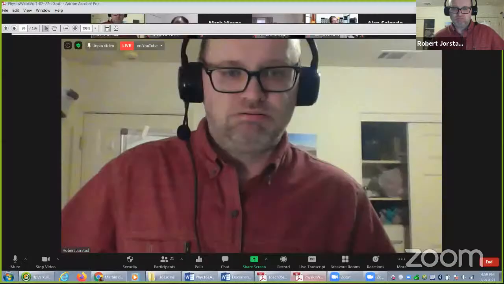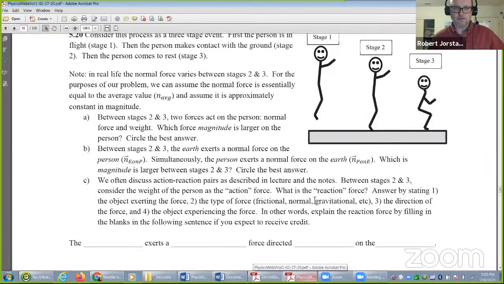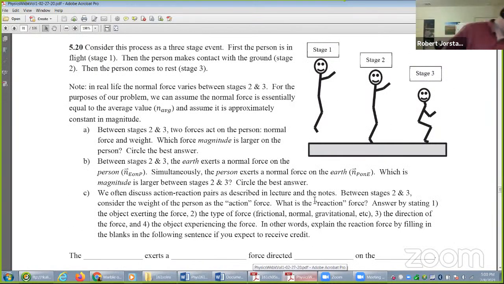All right, let's try another one. Let's go to 5.20, at the bottom of page 89. Take a second to read it and think about it. I'll give you 2 minutes. You're on the clock here.